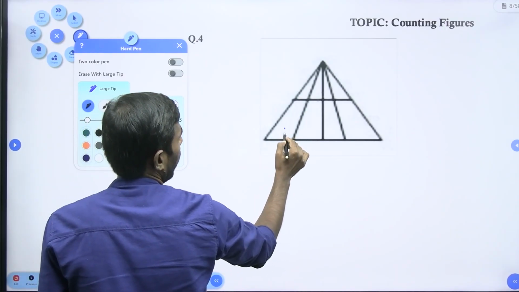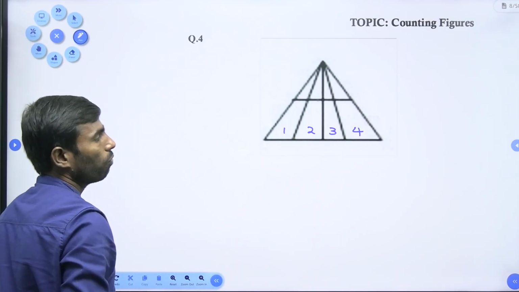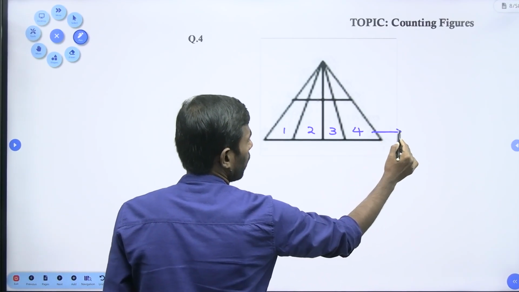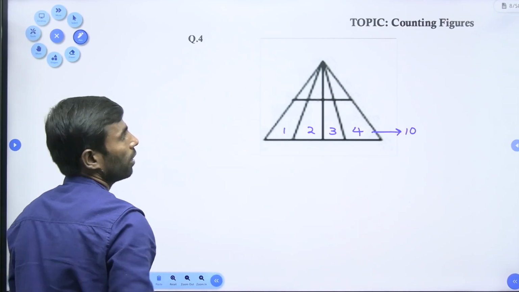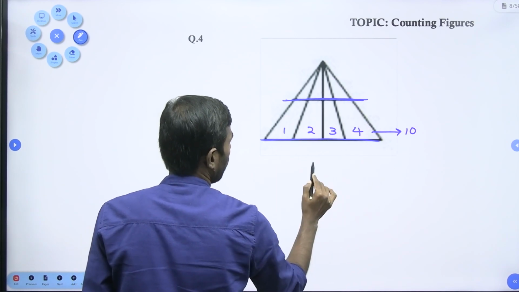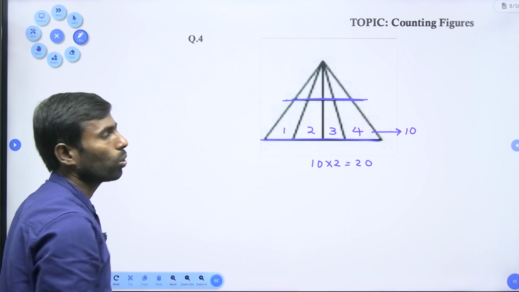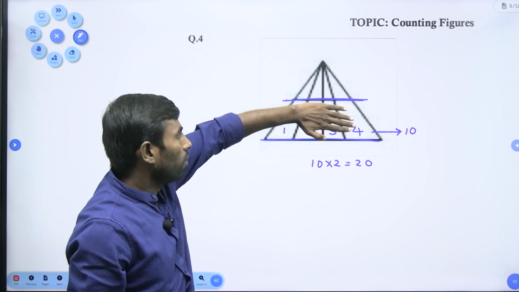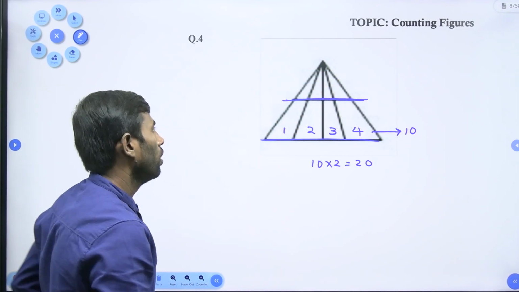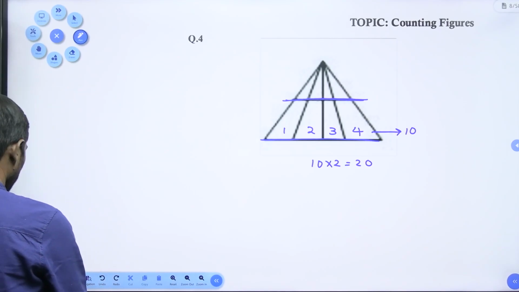Gaps are there. 1, 2, 3, 4. Total triangles are 10. Two baselines. 10 into 2, which is equal to 20. Or this part 10, this part 10, total 20. Hope this part is clear.